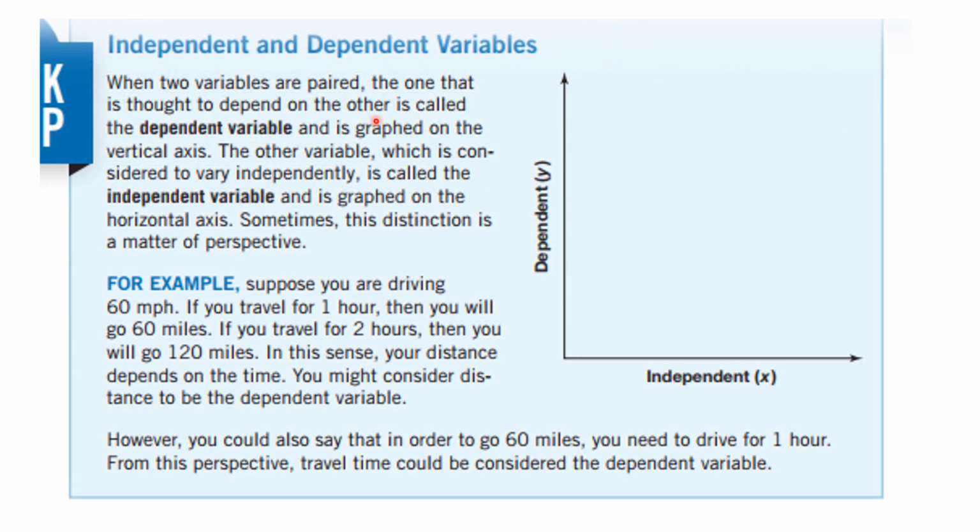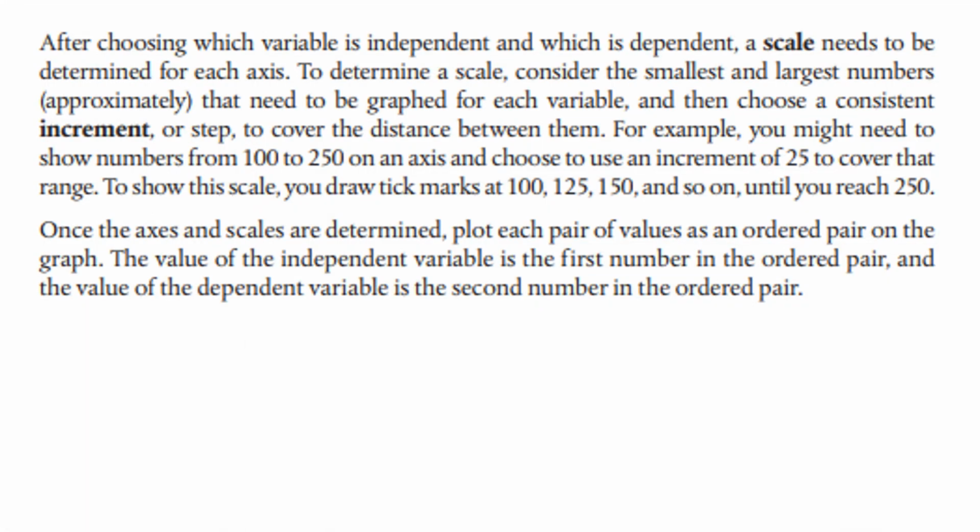Now, when two variables are paired, the one that is on the y-axis is called the dependent variable, and the one on the x-axis is called the independent variable. Sometimes you can do this different ways, but often it is clear which way to do it. But this is one of the decisions that you have to make. After you choose which one is independent and which one is dependent, you need to make a scale. And once the axes and scales are determined, you plot each value as an ordered pair on the graph. The value of the independent variable is the first number in the ordered pair, and the value of the dependent variable is the second value in the ordered pair.